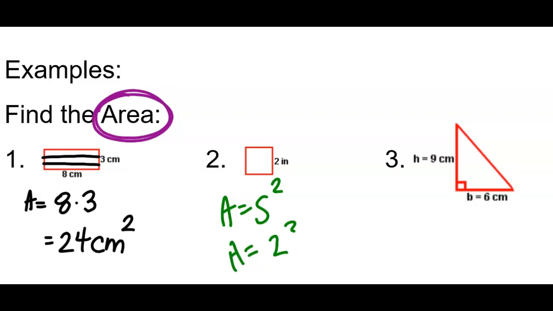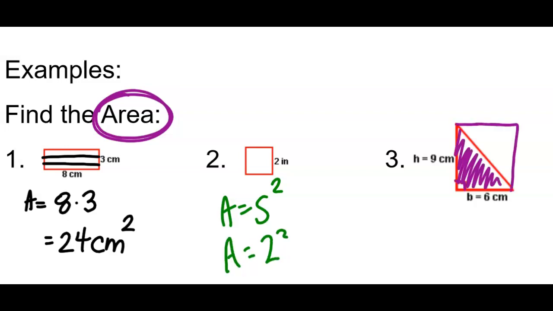Okay, number 3, I want to look at. Number 3 is a triangle. And you'll notice that if we take this purple triangle that I colored in and write it over here, I have what kind of shape? A rectangle. So I'm going to use my triangle equation, which is A equals L times W. That's the area of a rectangle. And I'm going to divide that in half because I have 2 triangles in 1 rectangle. Okay?